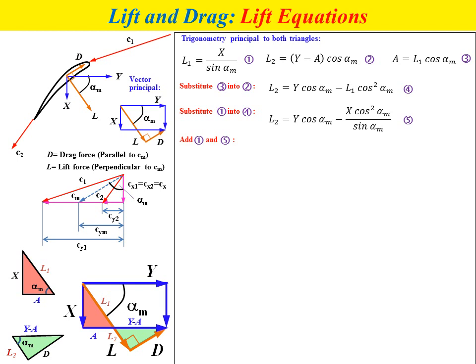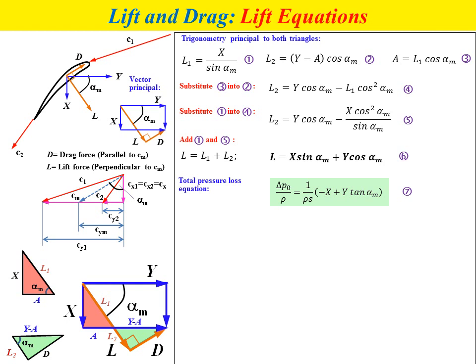Add equation number 1 and also equation number 5. So we'll get the equation for L. So this is the general equation for lift force, where we have L equal to x sine alpha m plus y cos alpha m, which is referred to as equation number 6.